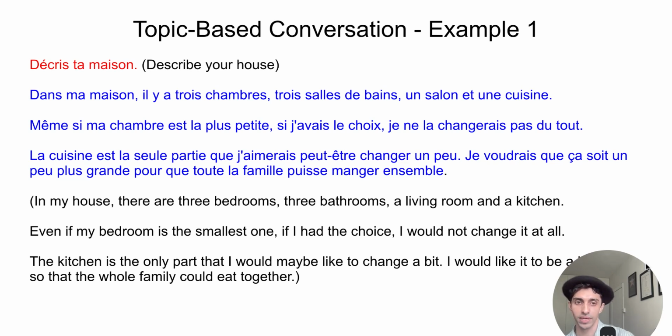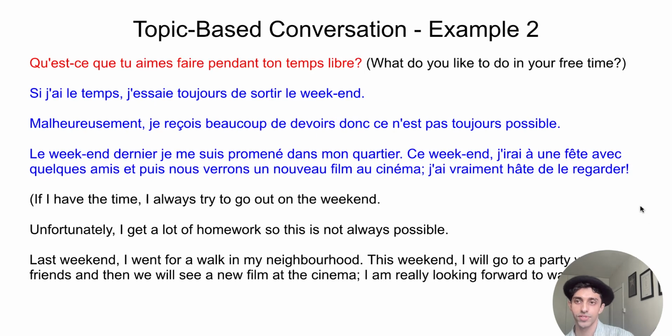Okay, on to example number 2. So the question for this particular example is qu'est-ce que tu aimes faire pendant ton temps libre? What do you like to do in your free time? Again, the question itself is written in red. My model answer is given below in blue, and then the English translation below that in black. So you can read over all of this.